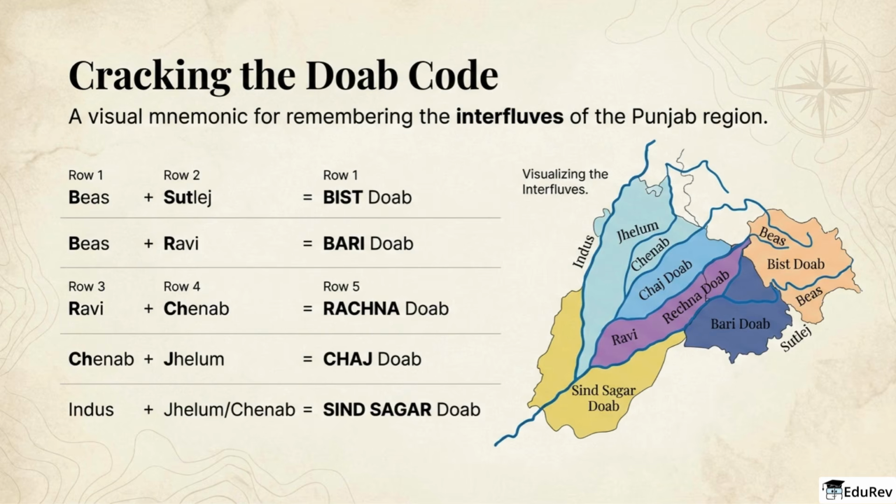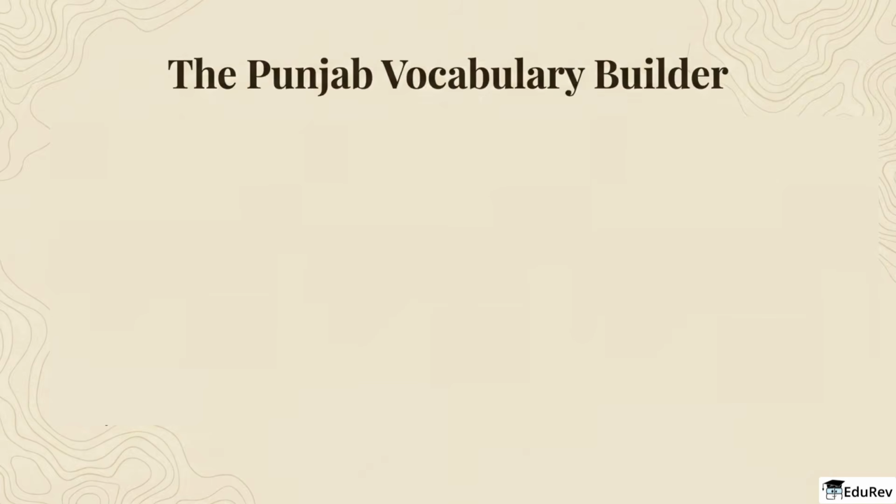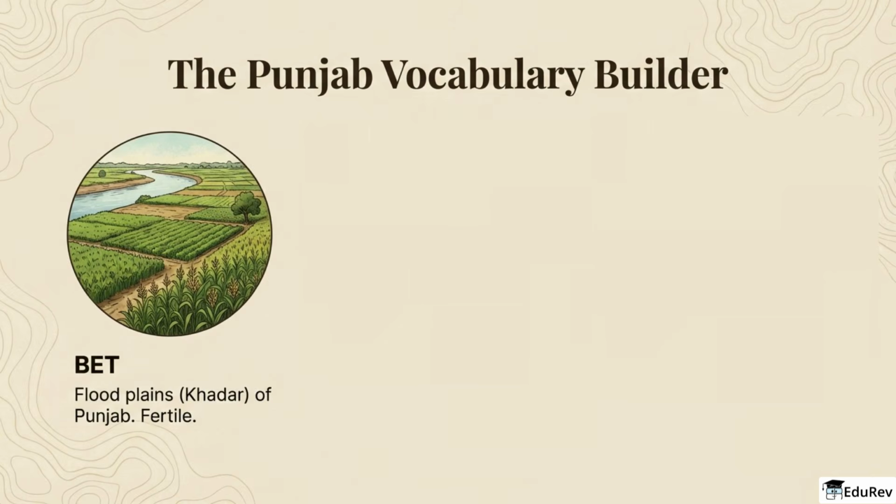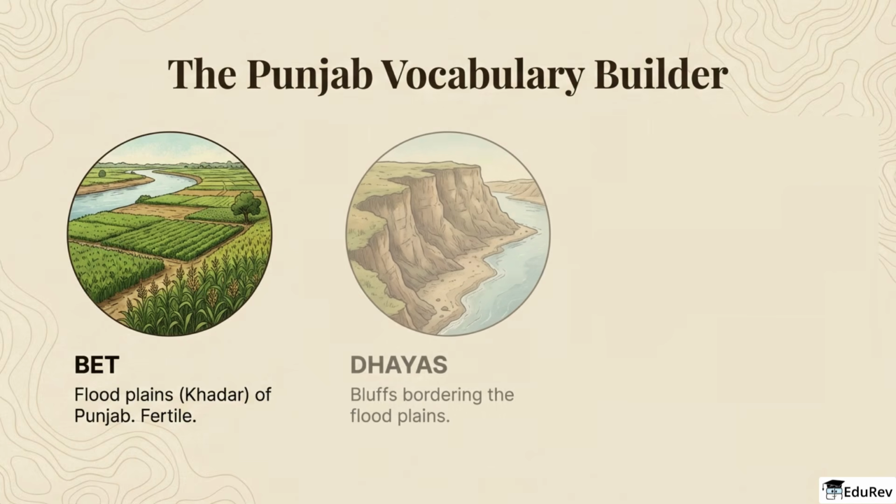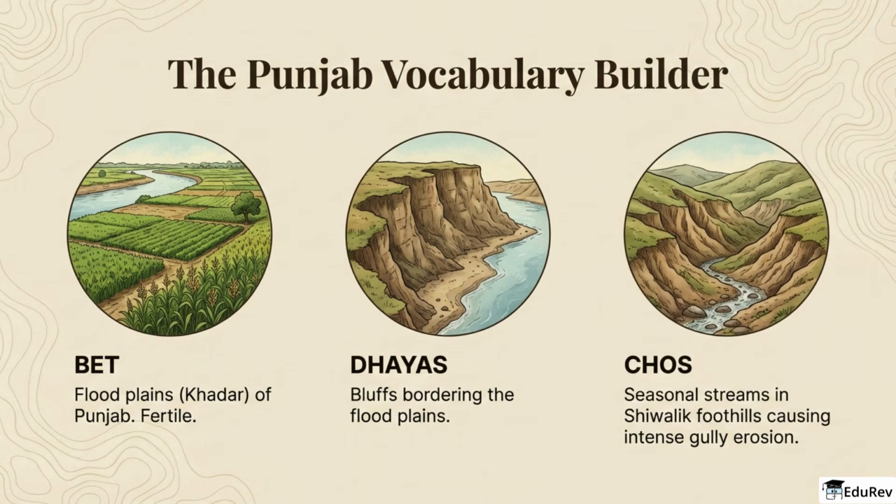Use the map on the right to visualize these blocks instead of memorizing them as a list. Now we add the local vocabulary that UPSC sometimes uses as direct terms. Bet refers to the floodplains, the Khaddar of Punjab, and it is fertile. Dhyas are the bluffs bordering the floodplains. Chos are seasonal streams in the Shivalik foothills, and they cause intense gully erosion. These three words are small, but they are high value when they appear.